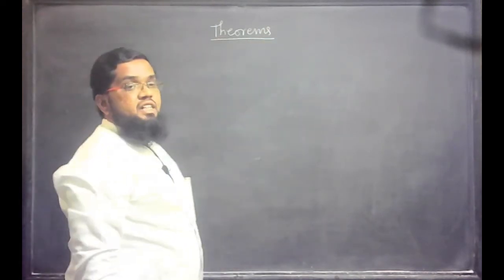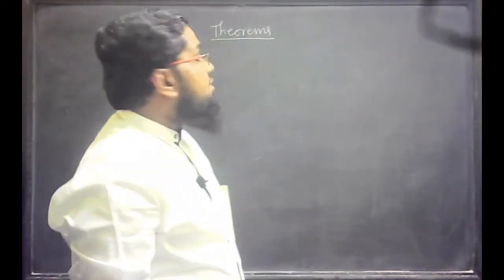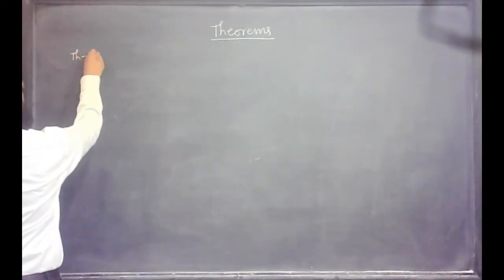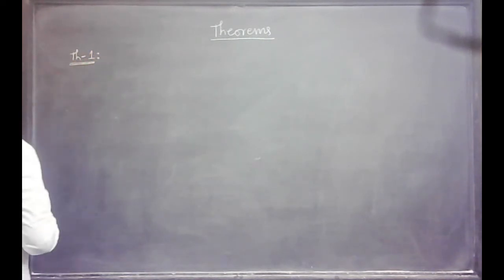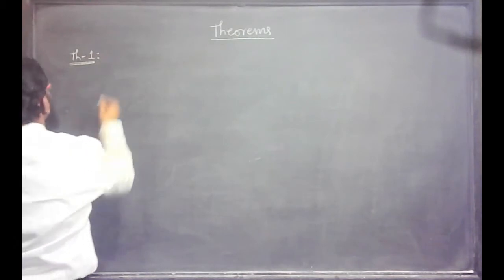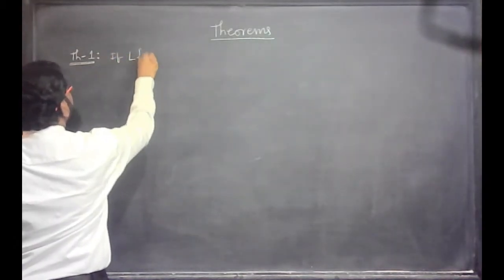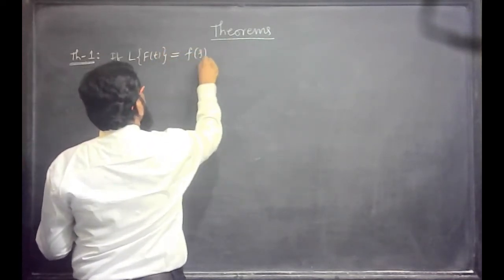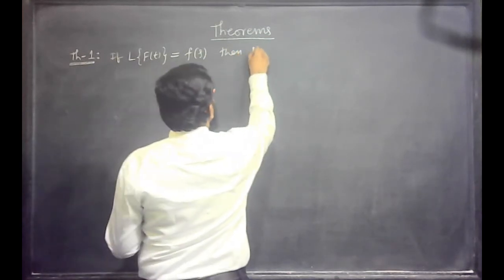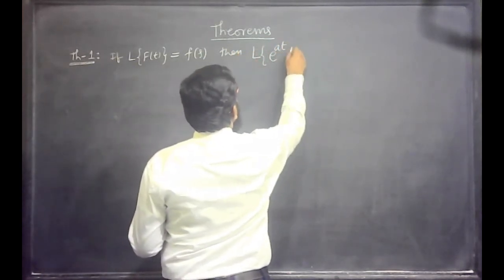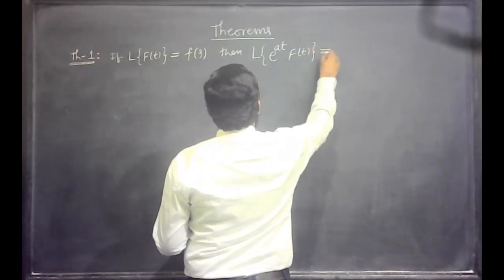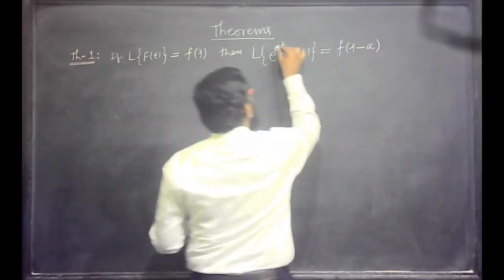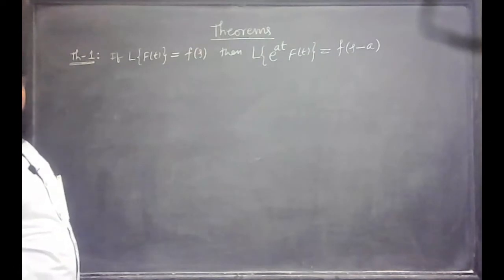Some theorems. Just like so far we have learned the formulae, now you see the theorems. So let us write the first theorem. Theorem 1. This theorem says, if Laplace transformation of f of t is equal to F of s, then Laplace transformation of e power at f of t, that is the shifting theorem, will become F of s minus a. If it is minus sign, then it will come F of s plus a.